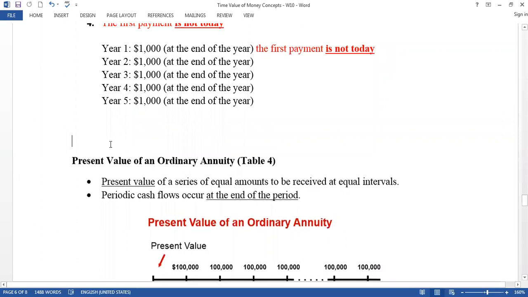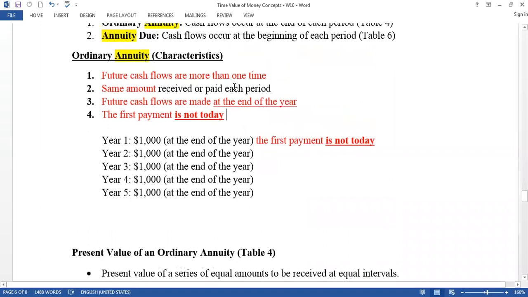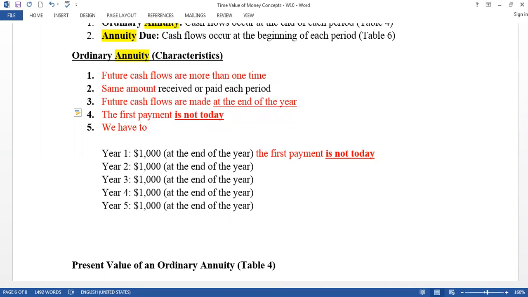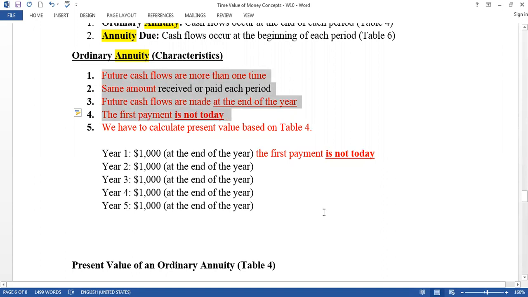And if this is the case, we have to calculate present value based on table 4. Clear? If you find these characteristics, then you have to use table 4 to calculate the present value. You understand, right? Now look at the example.